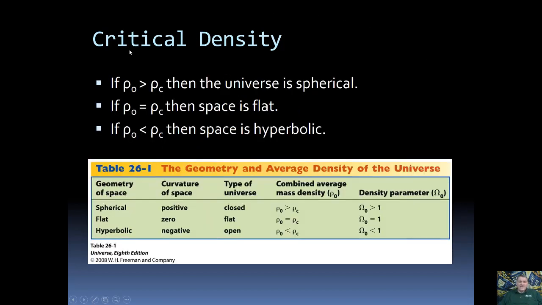So to reiterate, if there is too much stuff, if the actual energy density is greater than the critical density, then we live in spherical space. If the actual energy density is equal to the critical density, then we live in flat space. And if the energy density is less than the critical density, then we live in hyperbolic space. So these are our three possibilities.